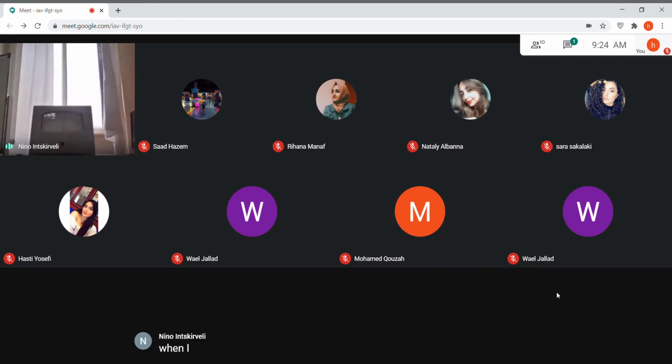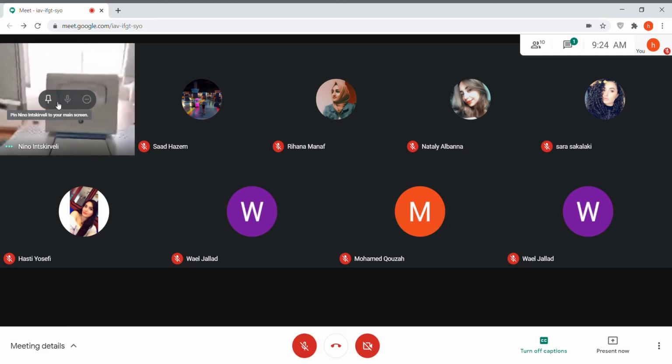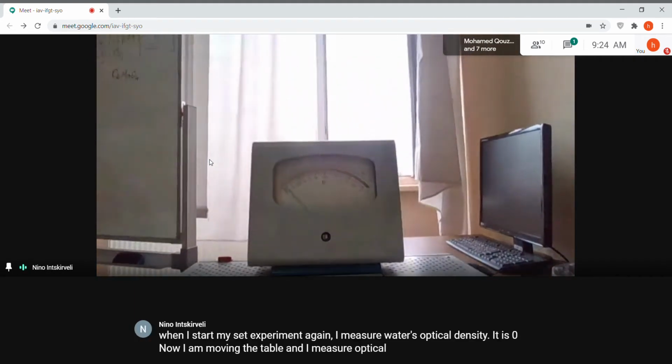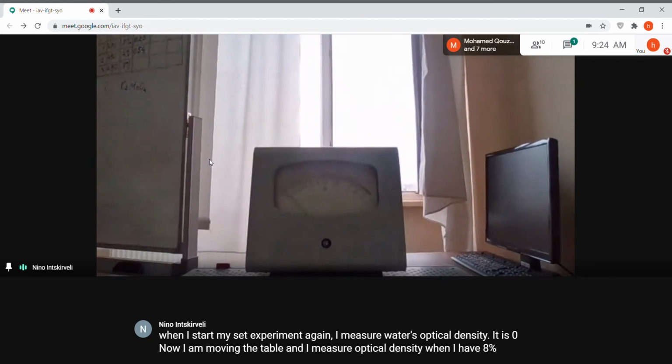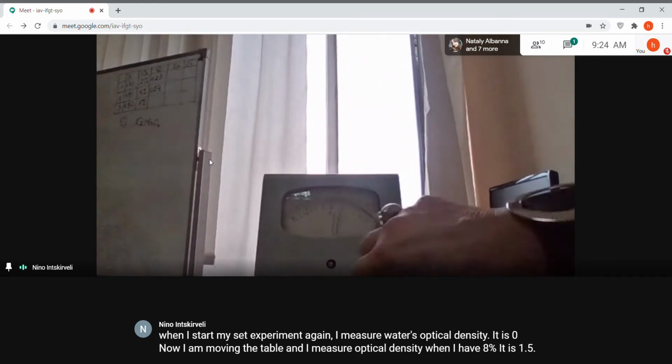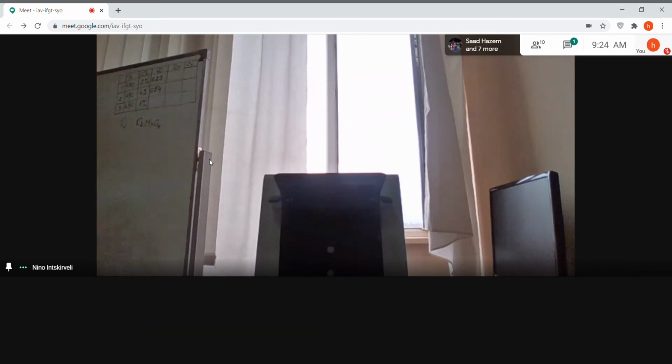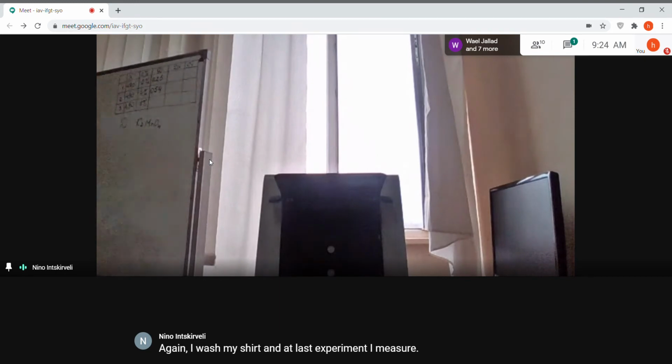When I start my third experiment, again, I measure water's optical density. It is 0. Now I am moving the table and I measure optical density when I have 8%. It is 1.5. Again, I wash my cuvette, and at the last experiment, I measure unknown percent solution's optical density.